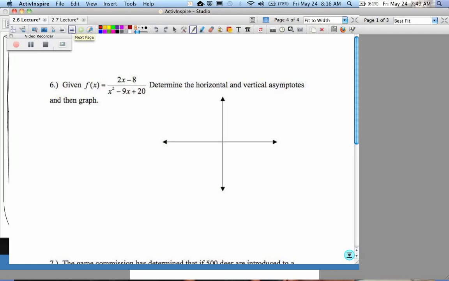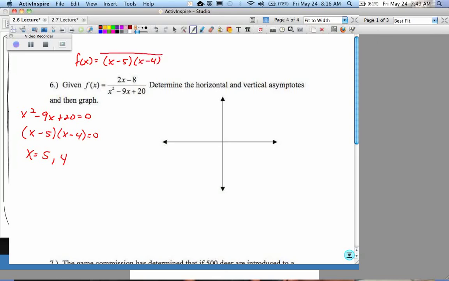Okay, let's try this one. How does x squared minus 9x plus 20 equal 0? How's that factor? X minus 5, x minus 4. And so what's happening is I have 5 and 4 as my two critical values, right? Is there any factoring that you could do up top? Yeah. What'd you say? Pull the 2 out front, what happens? You're left with x minus 4.